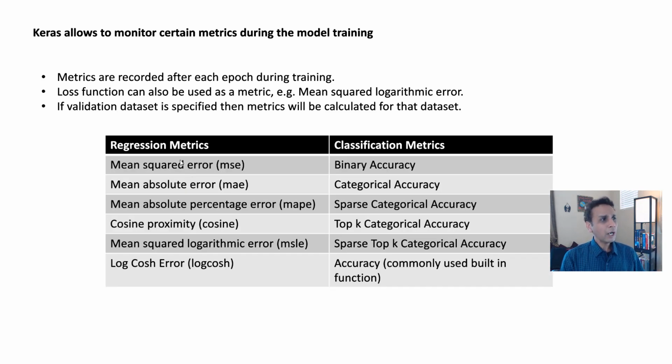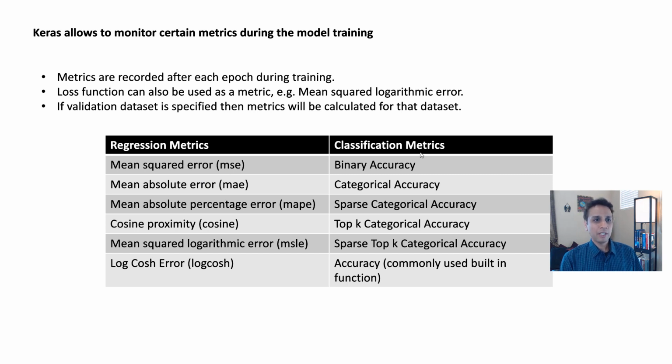Now some of the metrics, I listed out here, regression metrics, and in the parenthesis here, this is how you define it as part of your Keras model.compile. MSE for mean squared error, mean absolute error, mean absolute percentage error, and most of these are self-evident. Cosine proximity, mean squared logarithmic error, although I should mention for most regression problems, it's MSE that's commonly used.